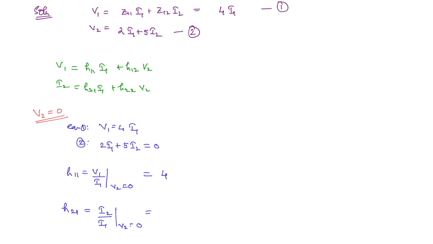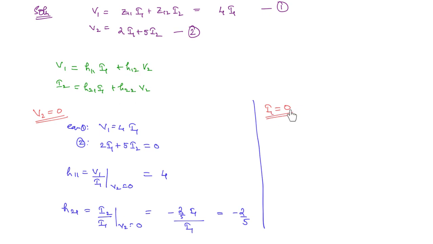Now from this second equation, you can write I2 in terms of I1. What will it be? Minus 2 by 5 I1 divided by I1. So you're going to get minus 2 by 5. Then what about the next case? I1 is equal to 0. Then you can find H12 and H22.